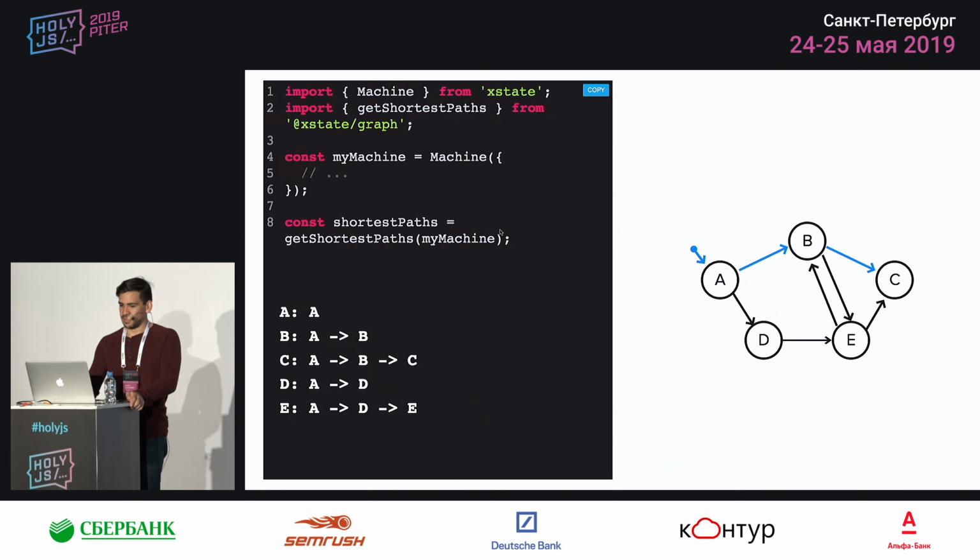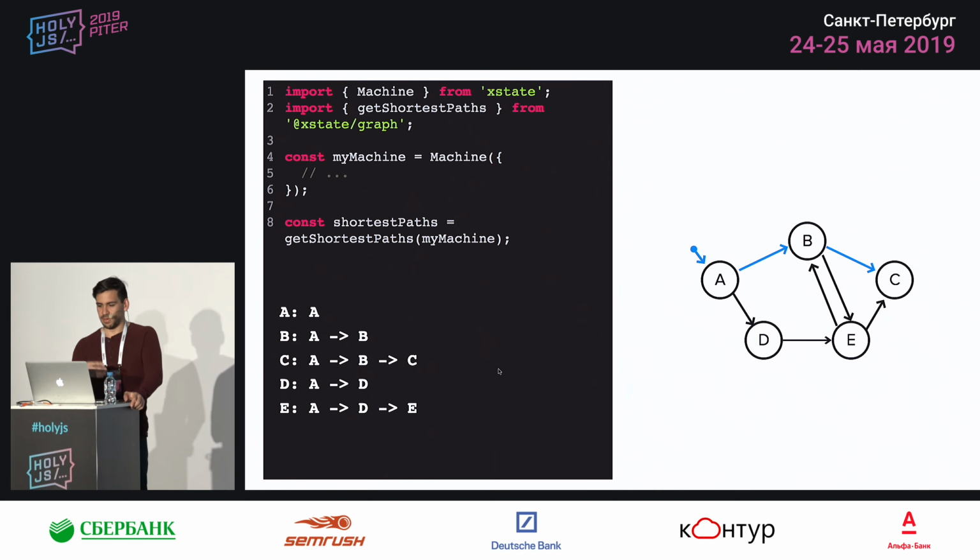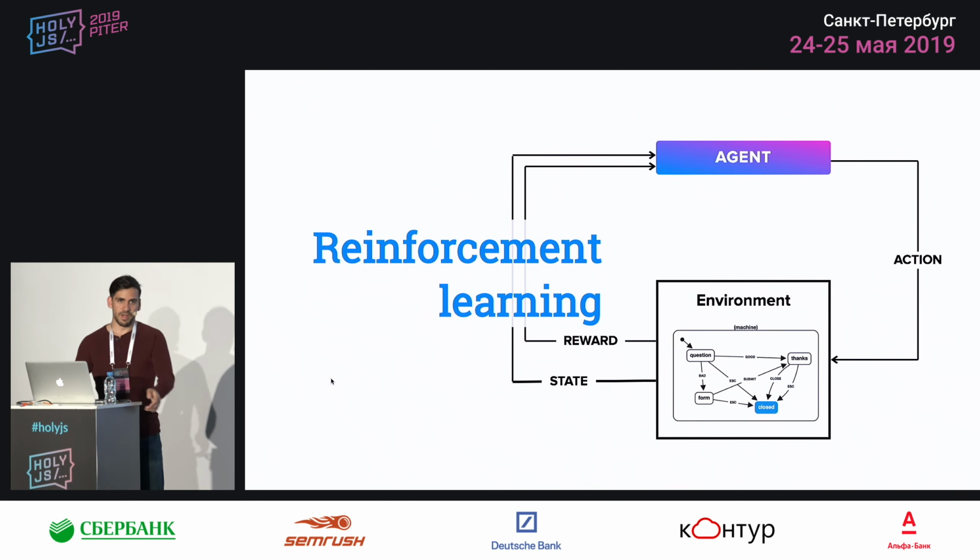So there's also XState/graph, which contains a lot of graph theory ways to represent all of the different paths throughout your state machine. So for instance, this is getting the shortest path of your machine. You could pass the machine directly in there, and it's going to return all of these shortest paths. So A to B, A to B to C, etc. And it does this using weights as well.